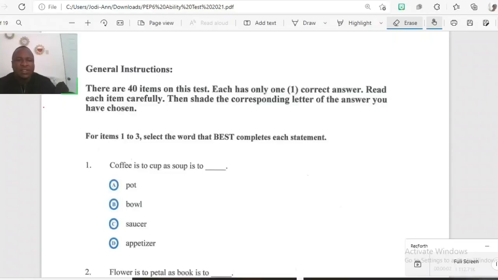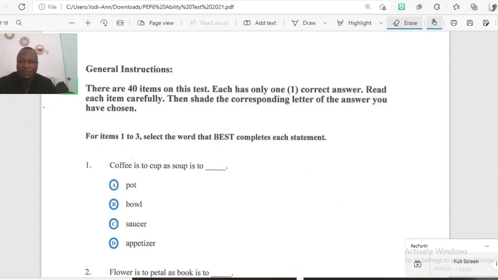Okay, so let us get into the verbal reasoning section of the ability test. The first 20 questions. Alright, so there are 40 items on this test. Each has only one correct answer. Read each item carefully. Then shade the corresponding letter of the answer you have chosen. Alright, so for items 1 to 3, select the word that best completes each statement.